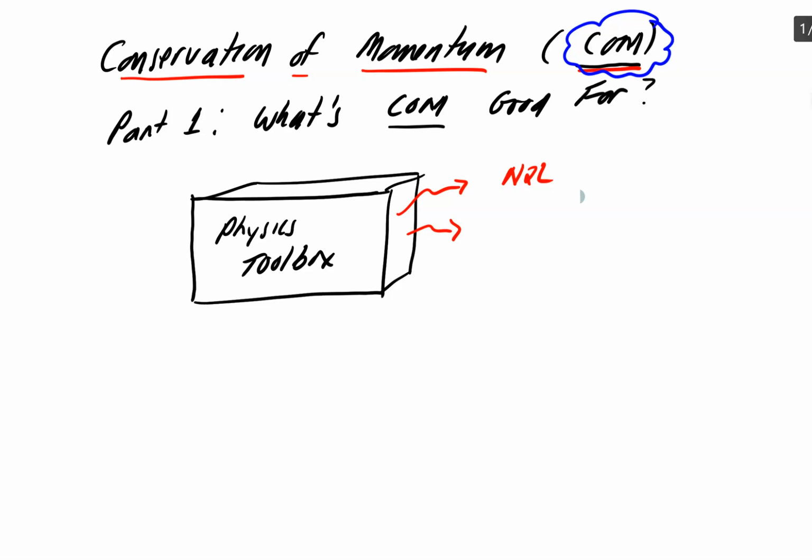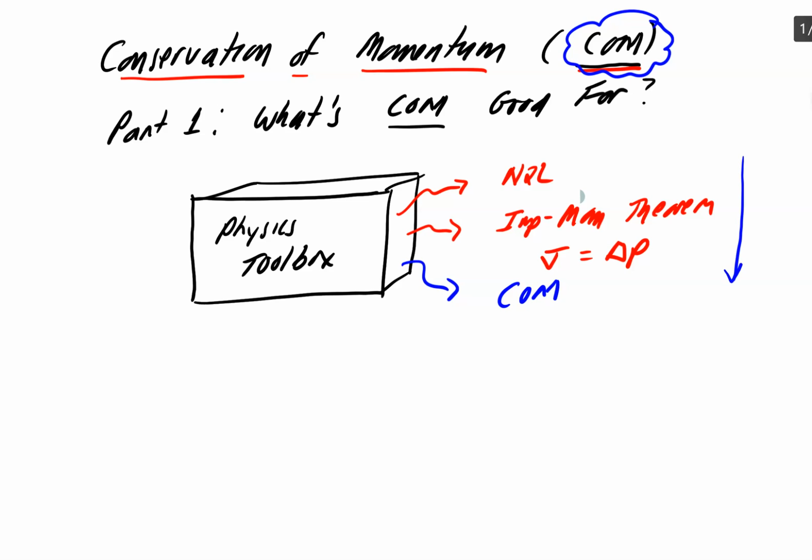I want you to think about our impulse momentum theorem. That's a lot of words, so let's instead just write J equals delta P. And then the last one I want to think about is conservation of momentum.